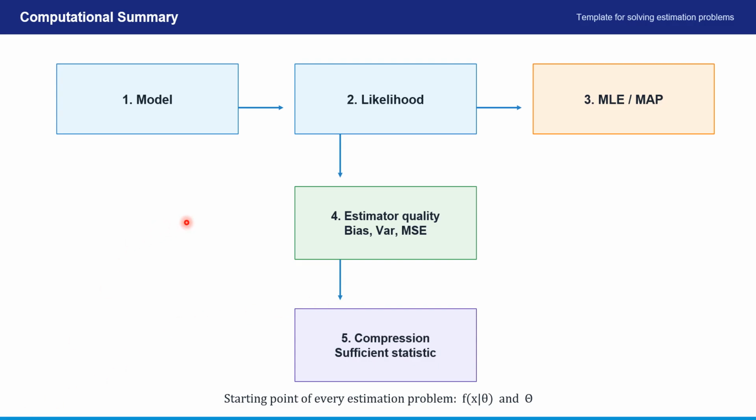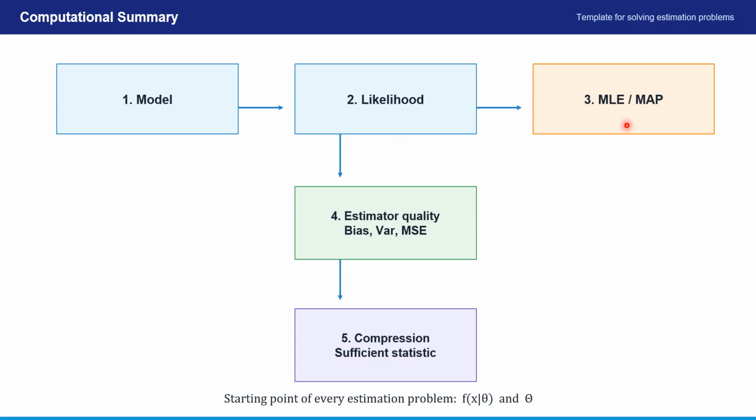This slide gives a template for solving estimation problems. First, write the model. Always start with f of x given theta and the parameter space capital Theta. Without the model, the rest of the solution is not clear. Second, write the likelihood. If the sample is IID, write L of theta as the product of f of xi given theta, then write the log likelihood as a sum.